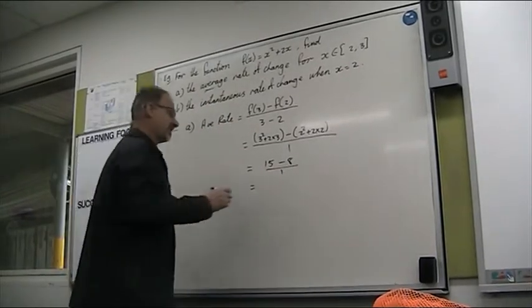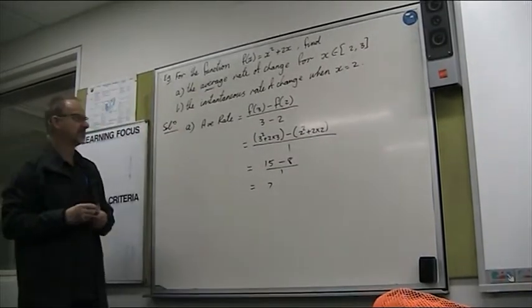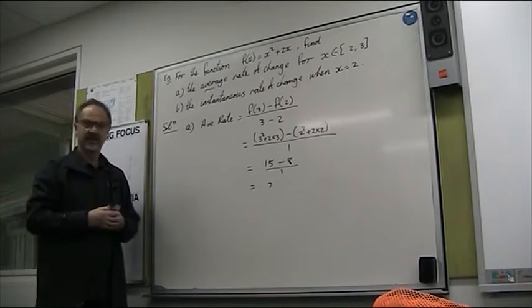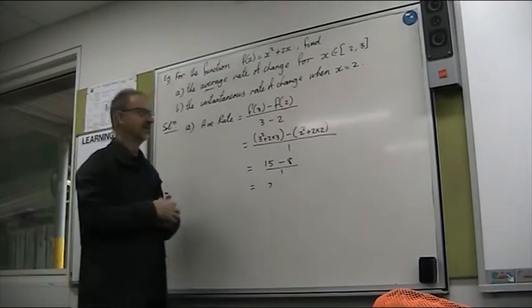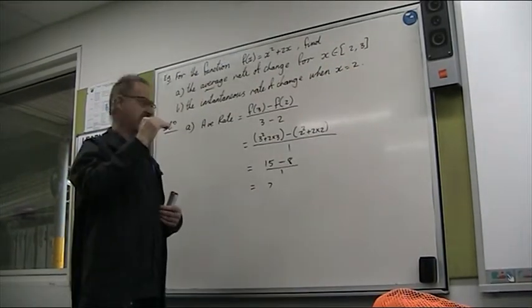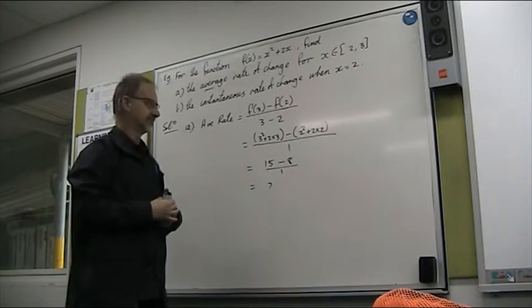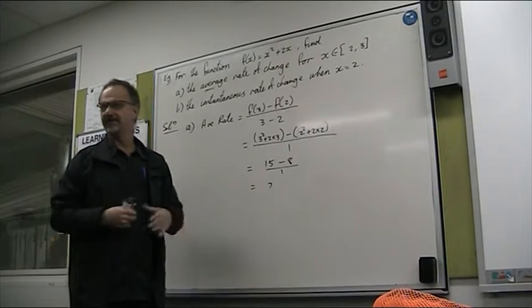All right, 15 minus 8, 7 divided by 1 is 7. So the average rate between those points is 7. So what does that mean? It means when x changes from 2 to 3, then the y value changes by 7. So it changes from 8 to 15, which is a change of 7.